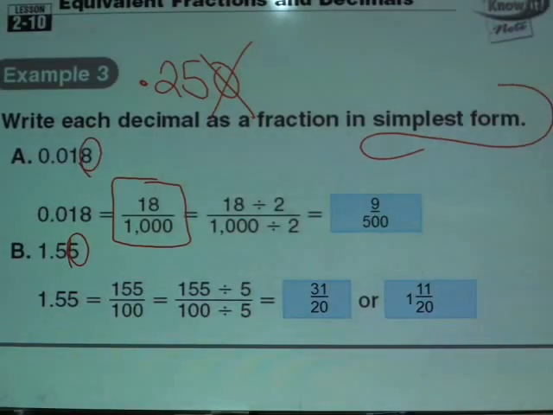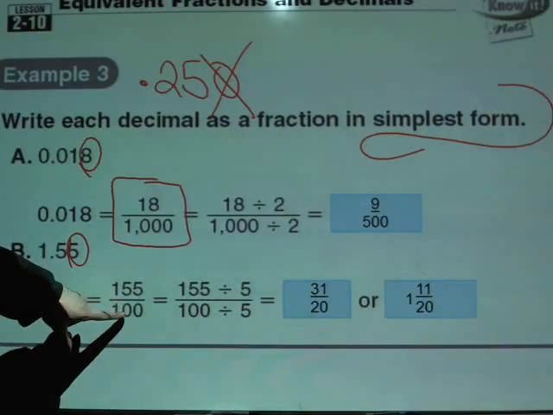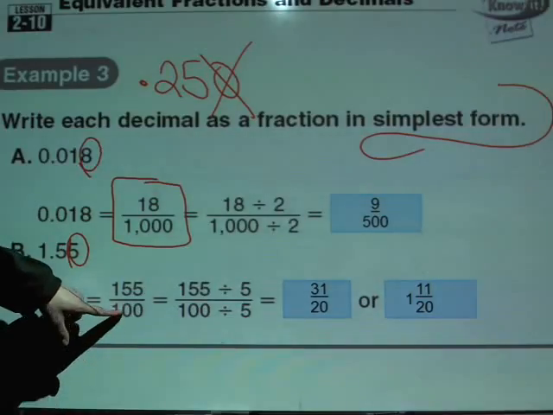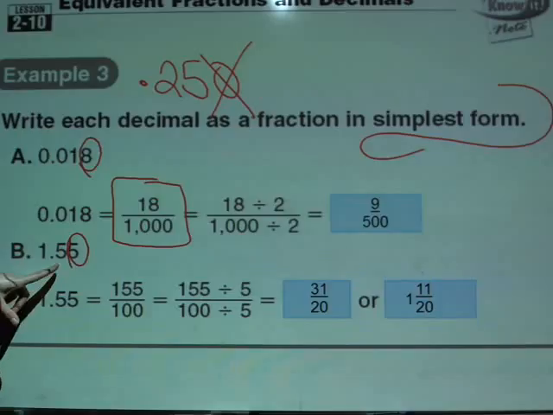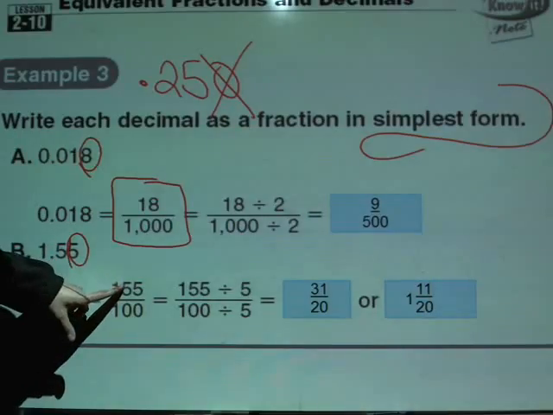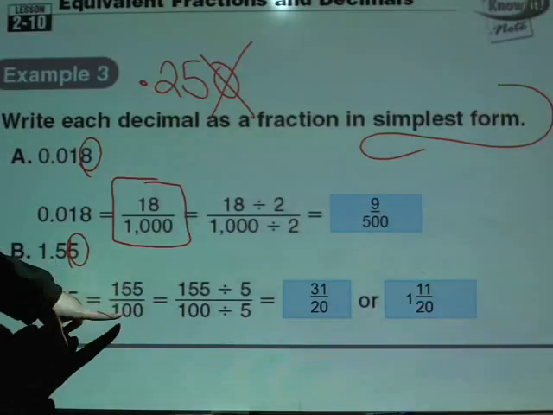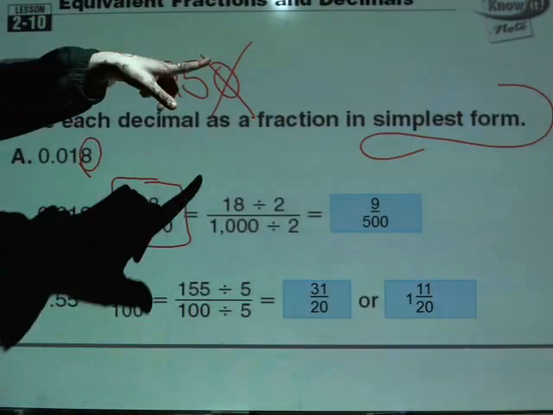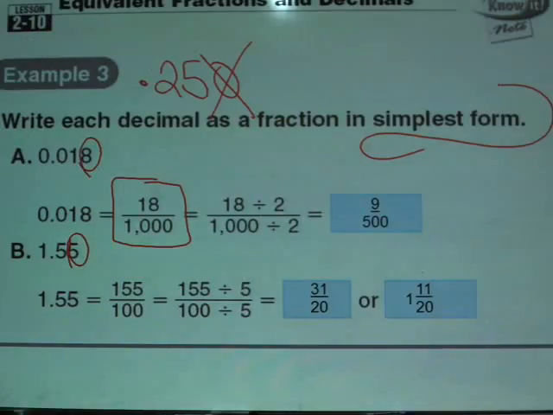Now, to work the same way for 1.55, identify the place value of the last digit. Well, the 5 is in the hundredths place, so the denominator of my fraction is 100. The top is this number without the point. Well, if I get rid of the point, that's 155. So it's 155 over 100. Right. There's my fraction, but directions said simplest form, so now I'm going to have to chop.